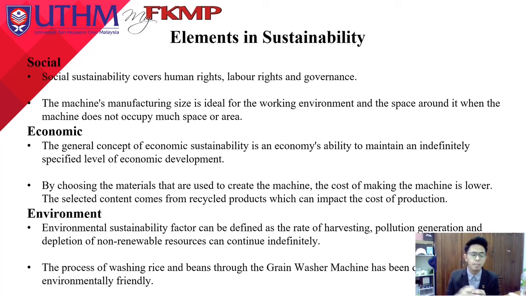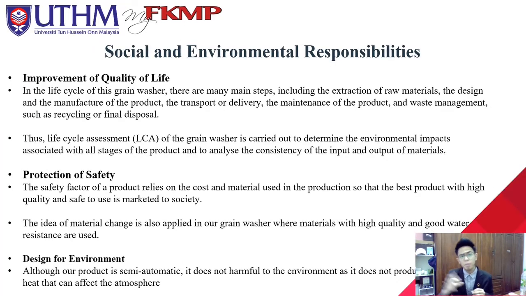The third element, the environment. Environmental sustainability factor can be defined as the rate of harvesting, pollution generation, and depletion of non-renewable resources can continue indefinitely. For an example, the process of washing rice and beans through the grain washer machine has been designed to be environmentally friendly. There are 3 points: social and environmental responsibility.